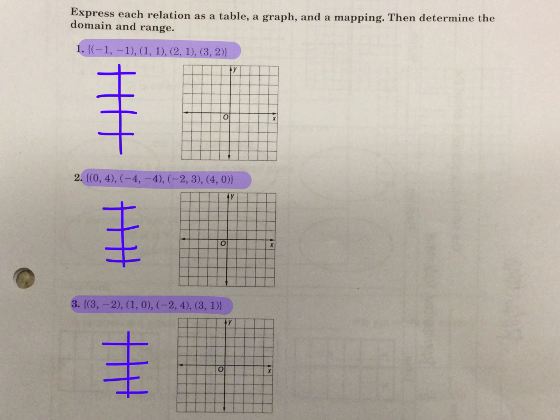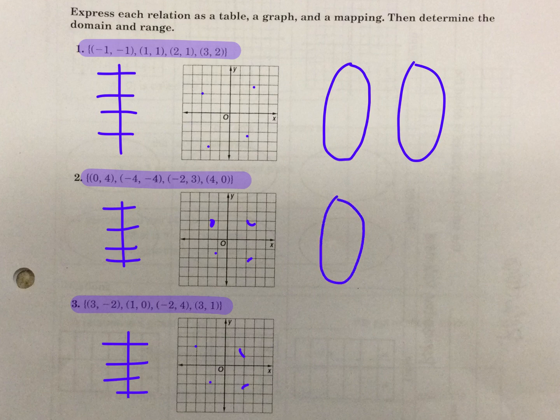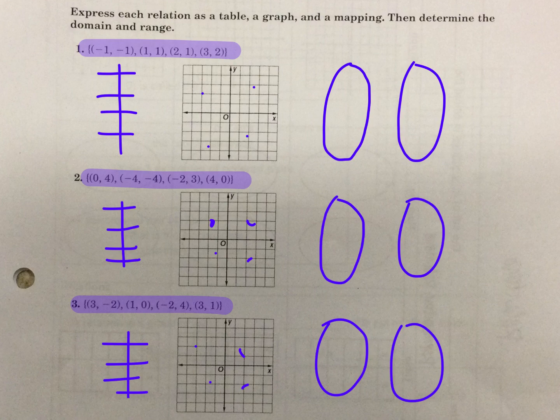Then you are going to graph them on the graph. I'm just making up dots, don't do that. And then I need you to map each one of them. So for 1, 2, and 3, you're going to do those 3 things.